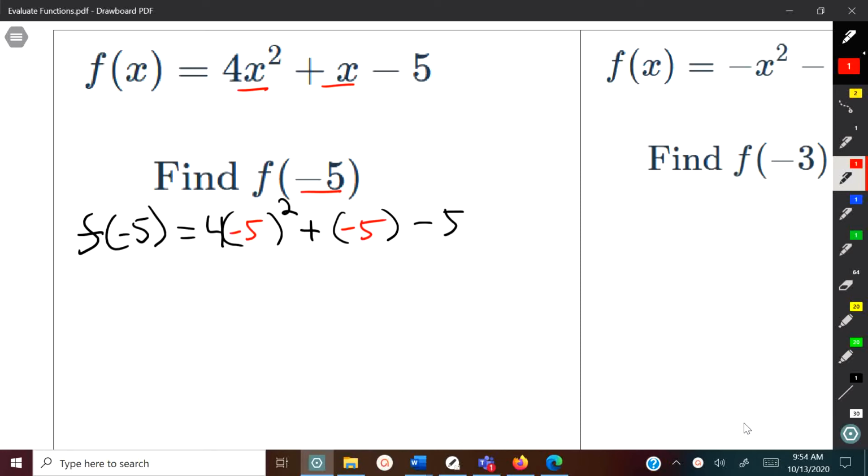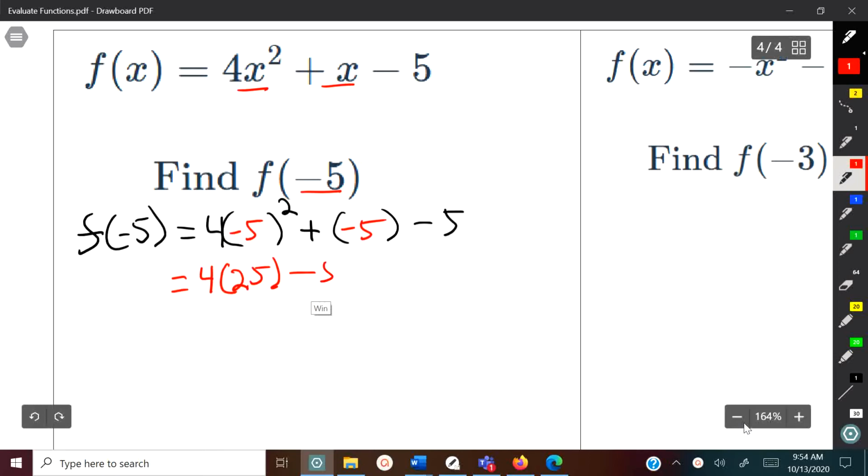And once you do that, it's really not even algebra. You're just working order of operations here. So, you're going to start by doing the exponent, negative 5 squared. So that's going to get us negative 5 times negative 5, which is positive 25. So 4 times 25. Plus, well, we got that positive times a negative. I meant to change that to black. But positive times a negative is negative. So we got negative 5 minus 5.